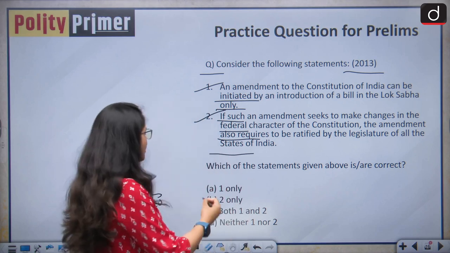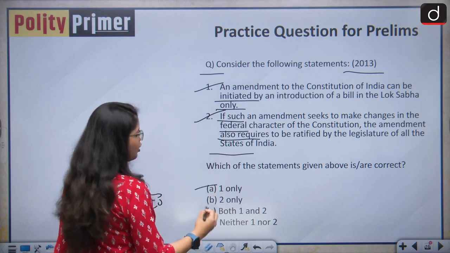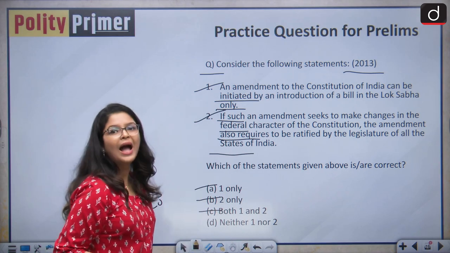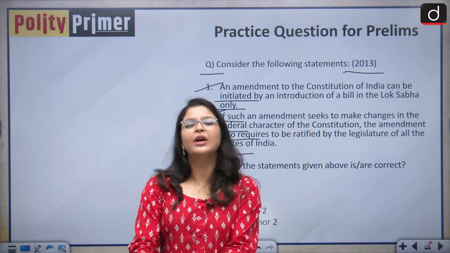Your options are, option A is 1 only, option B is 2 only, option C is both 1 and 2, and option D is neither 1 nor 2.